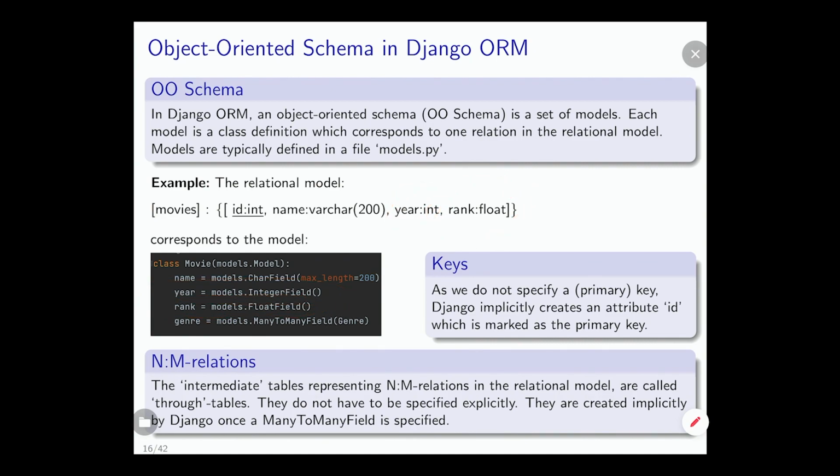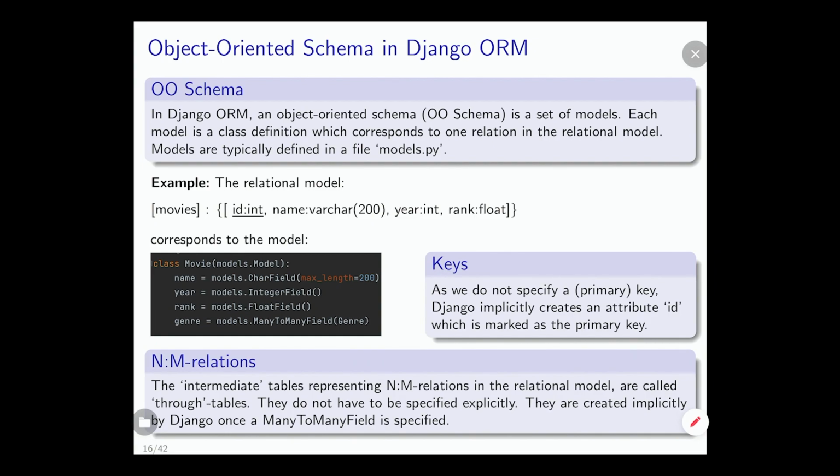So basically a schema in an object-oriented sense in Django is a set of models. In the relational model, it's a set of relations or relation schema definitions, if you want. So it's very similar to the relational world. These models are defined in the file models.py in the Django project. You will see that in a moment in our example project.